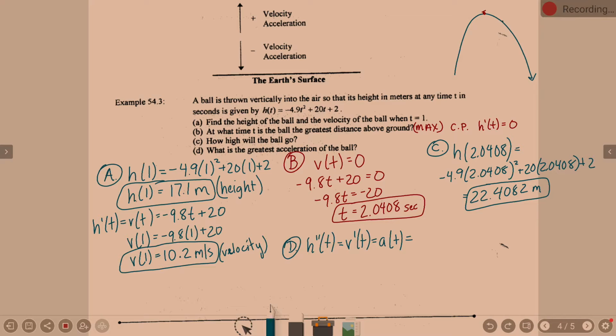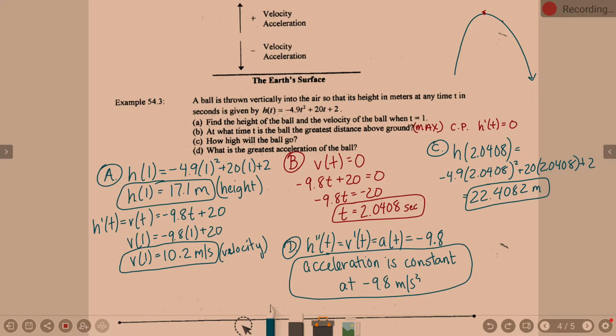Well, go back to where is our velocity formula? Velocity is negative 9.8t plus 20. What's the derivative of velocity? Negative 9.8. Does it change based on the time? No. Okay, that acceleration is based on gravity, and so acceleration is constant at negative 9.8. And what's my label there? Negative 9.8 meters per second squared. So if the question is, what is the greatest acceleration of the ball? Well, it's constant.